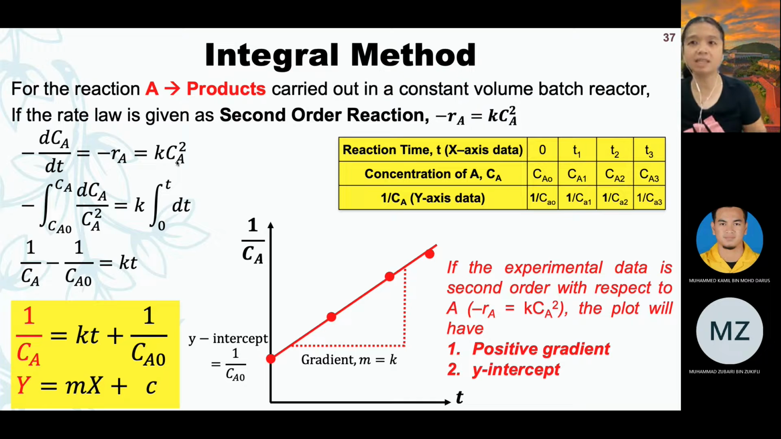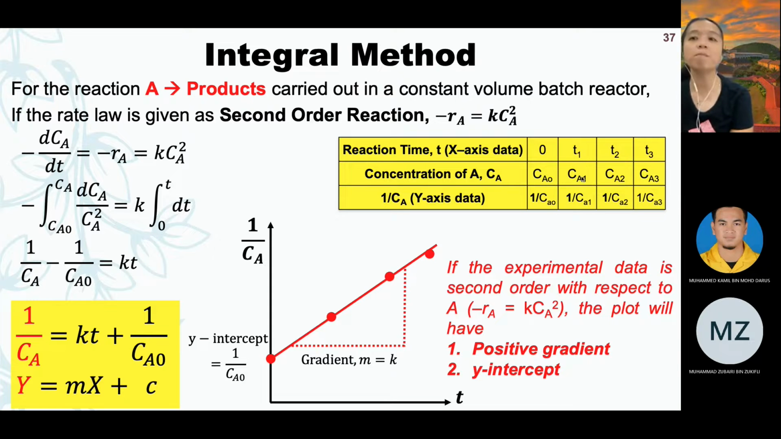So integrate belah kiri, integrate belah kanan. So kita panggil integral method. So you get, again kita rearrange dalam bentuk y, persamaan linear y equals to mx plus c, you will get on your left hand side 1 per CA, which is your y-axis data. So again jangan lupa, data eksperimen X dengan CA. So data y-axis ni kamu kena apa? Kamu kena reciprocalkan dia. So katakan CA0 kamu 5, 1 per 5, data pertama.